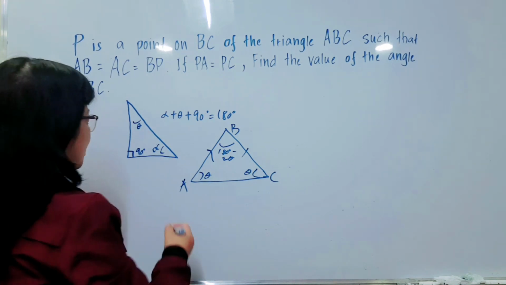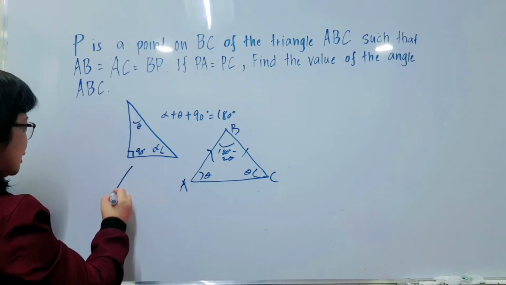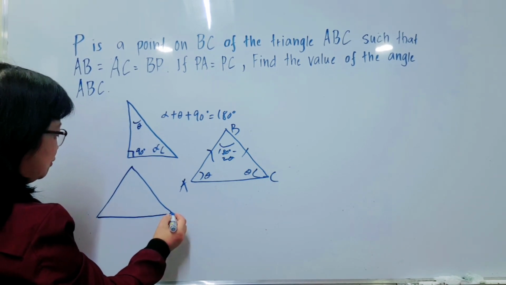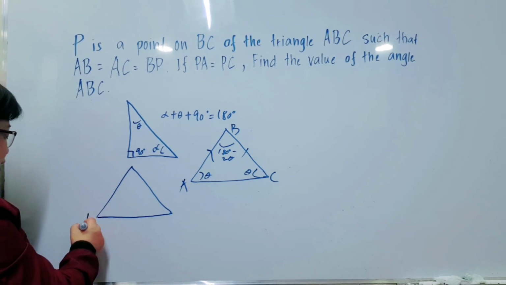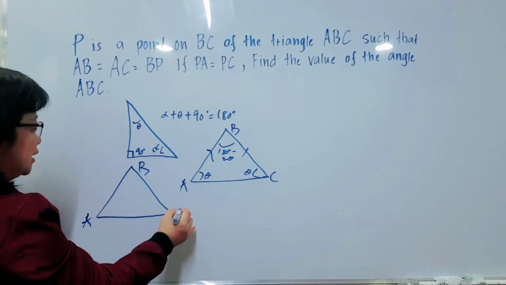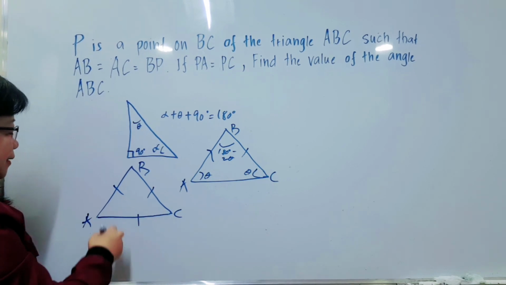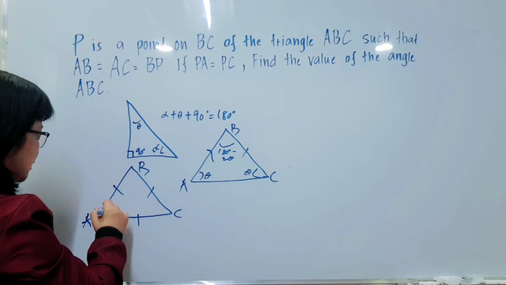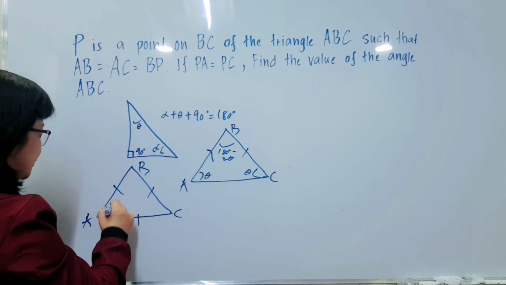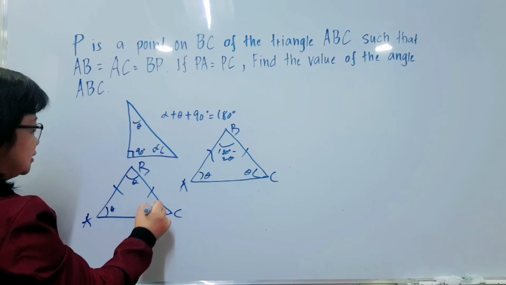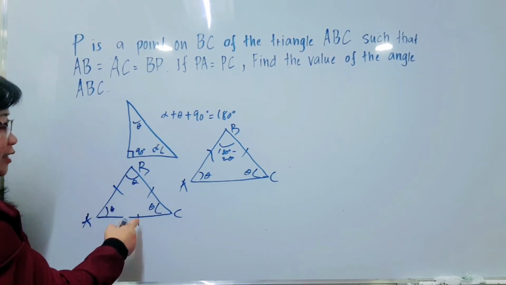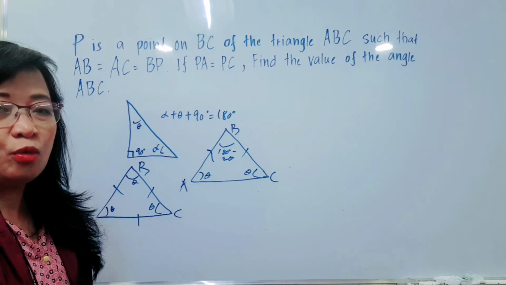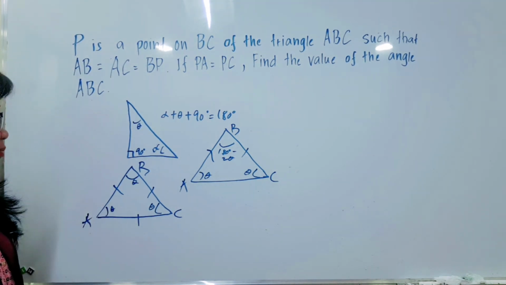Now, for example, we're dealing with the equilateral triangle. That means all three sides are equal. Therefore, the angles inside are equal. So if this is theta, this is also theta, and this is also theta, that means 60 degrees, 60 degrees, 60 degrees. 60 degrees times 3 is equal to 180. That's important.